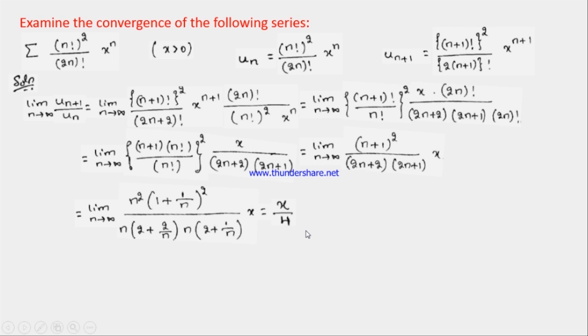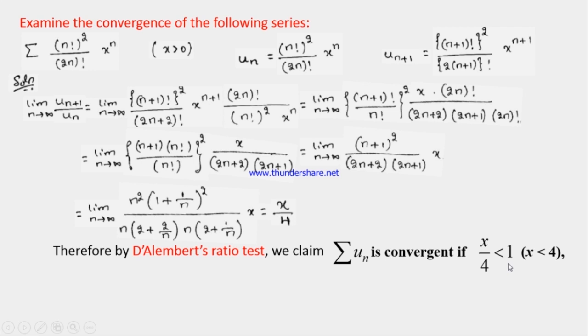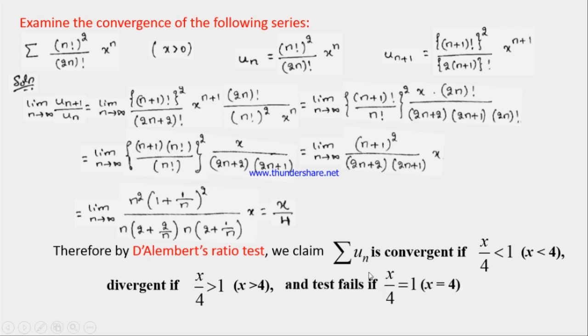So by D'Alembert's ratio test, we can claim our series is convergent if x by 4 is less than 1. Which means we are expecting x is less than 4. And divergent if x is greater than 4 or if x by 4 is greater than 1. And further we claim that D'Alembert's ratio test fails if x by 4 is equal to 1 or x equal to 4.